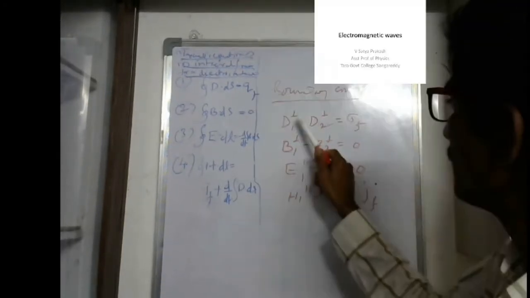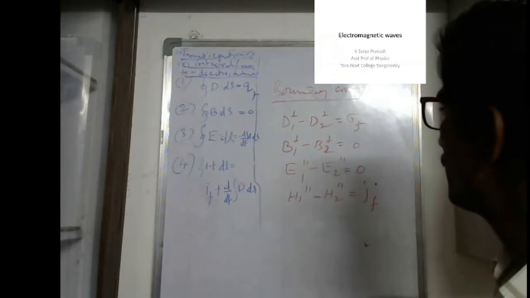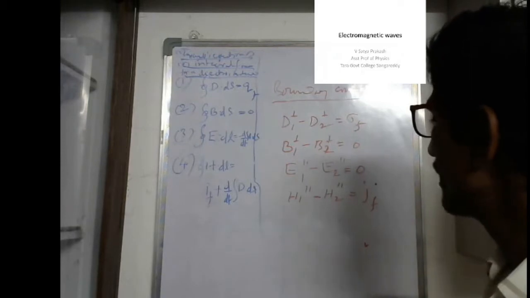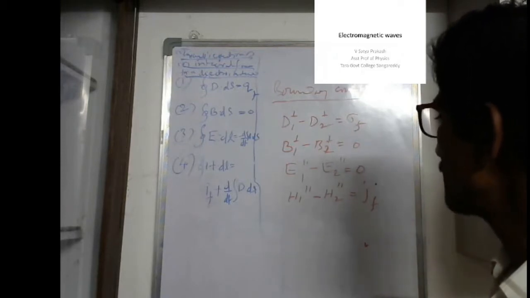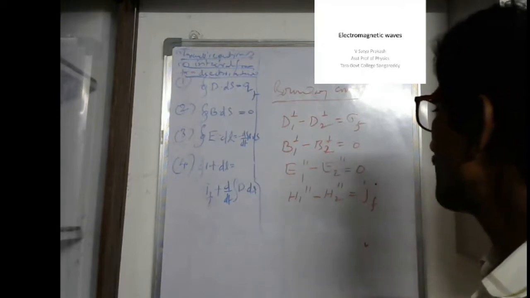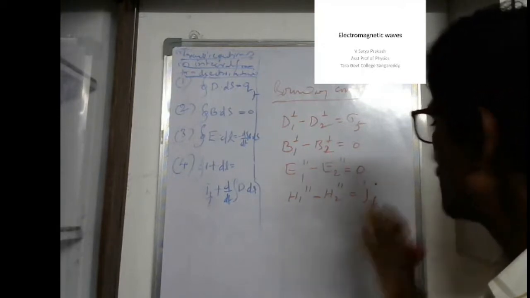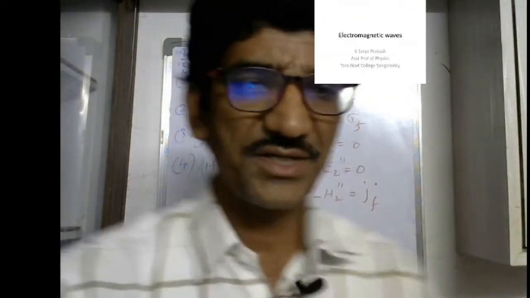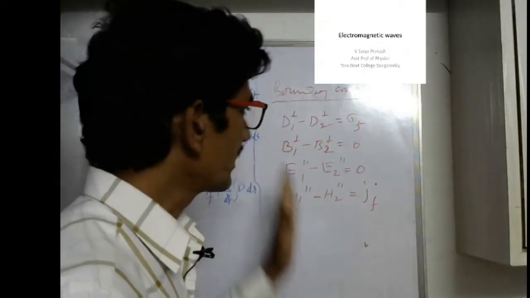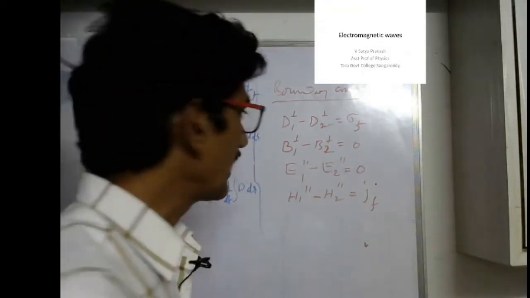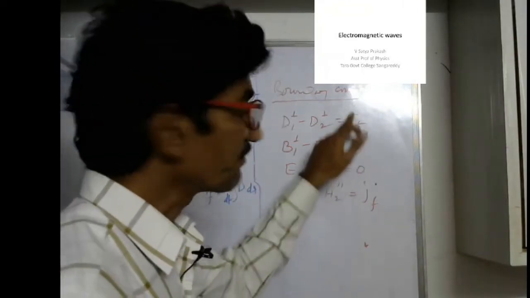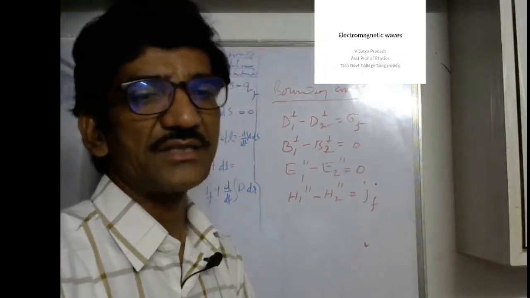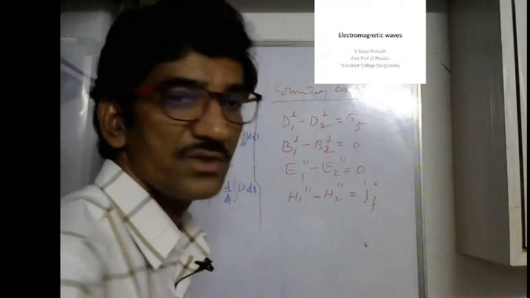What are they? D1 perpendicular minus D2 perpendicular is equal to sigma free charge. B1 perpendicular minus B2 perpendicular is equal to 0. E1 parallel minus E2 parallel is equal to 0. H1 parallel minus H2 parallel is equal to Jf, the free current density. See the first and fourth boundary conditions. In these two boundary conditions we have some non-zero quantity on the LHS. This is the cause of discontinuity at the interface in the case of these two quantities.